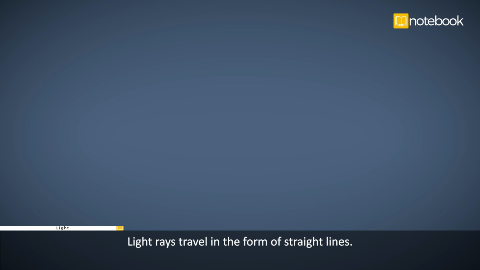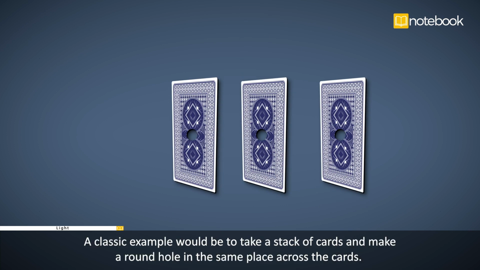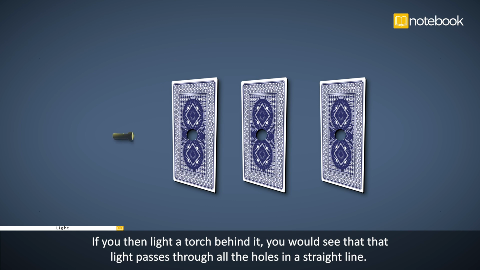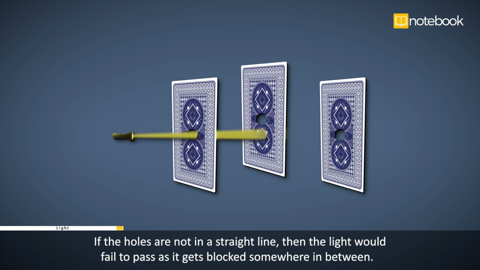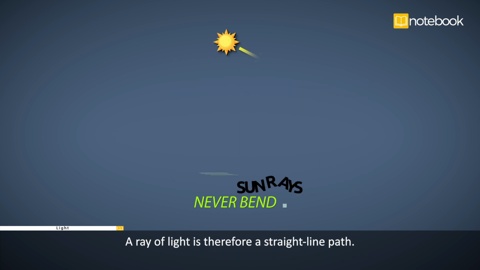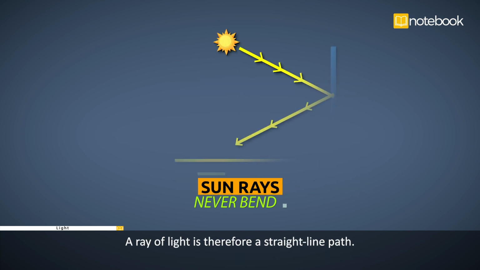Light rays travel in the form of straight lines. A classic example would be to take a stack of cards and make a round hole in the same place across the cards. If you then light a torch behind it, you will see that light passes through all the holes in a straight line. If the holes are not in a straight line, then the light would fail to pass as it gets blocked somewhere in between. A ray of light is therefore a straight line path.